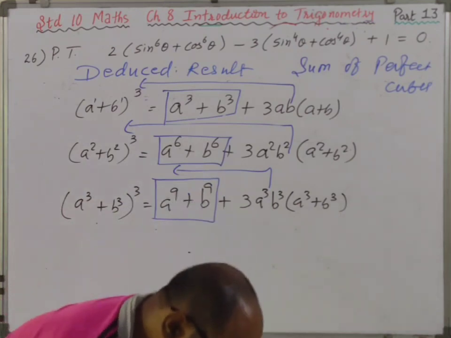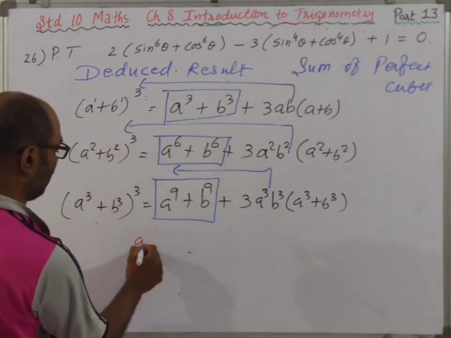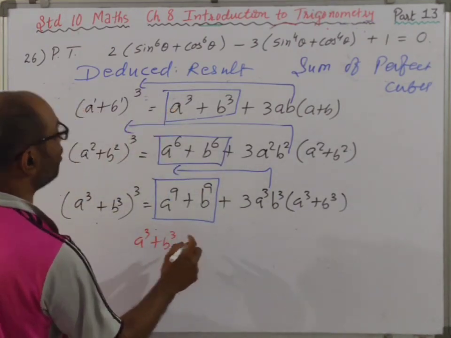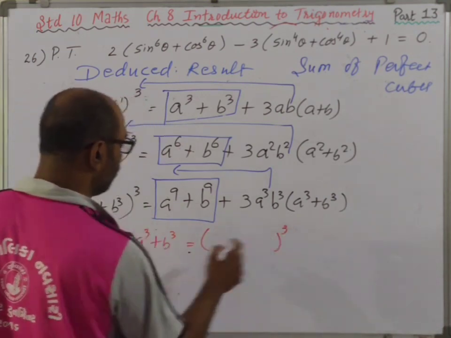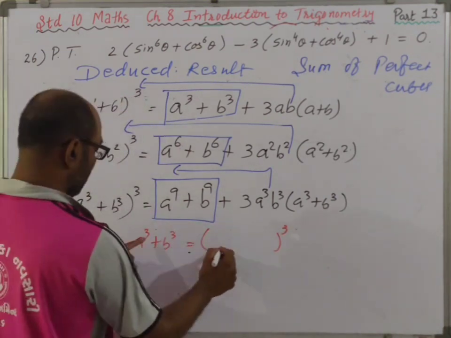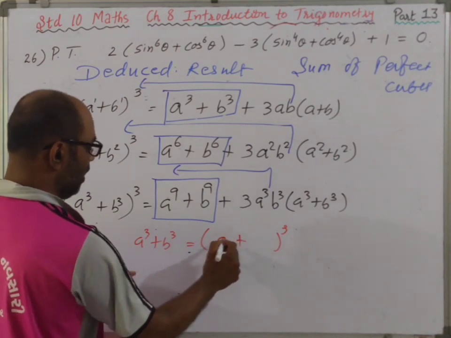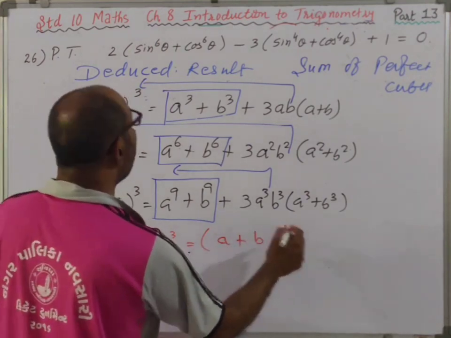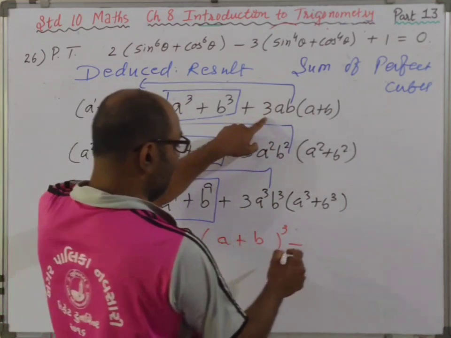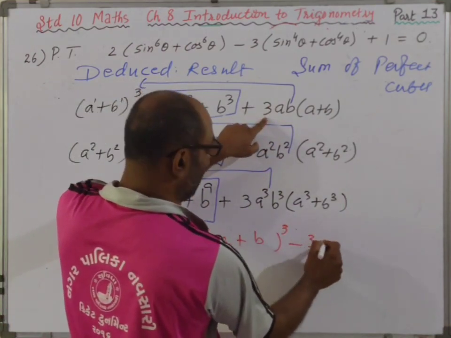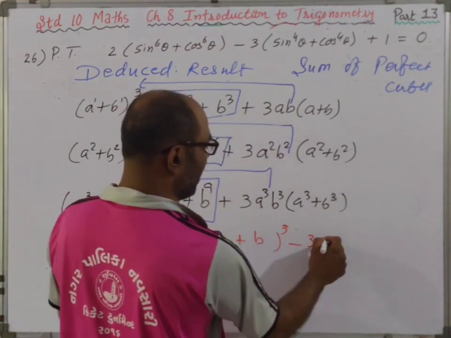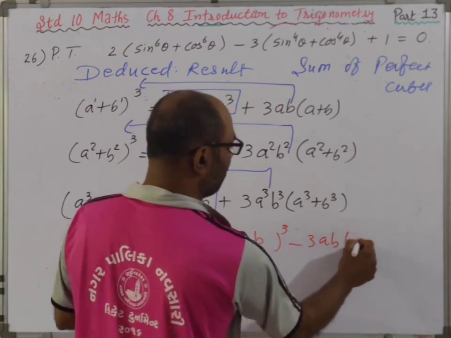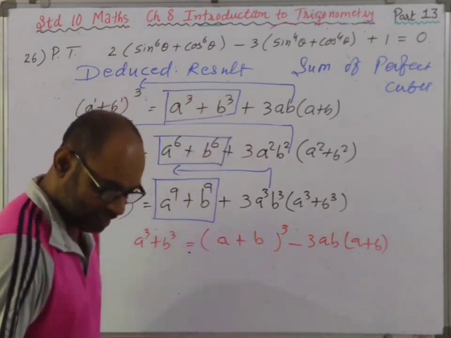So in the first case, if I take a cube plus b cube, then you get whole cube, because you are interested in cube. So cube root of this is a plus cube root of this is b, minus, the term went to the other side, minus, see it is cube, so 3 times the product of these, a into b, and the sum of these, a plus b. Is that clear to you?